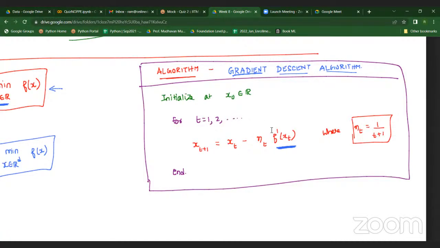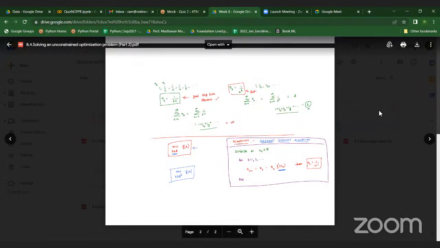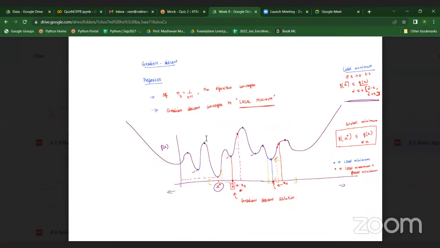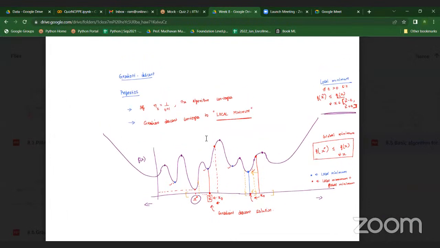When will this be equal to 0? Eta t will never be equal to 0, so f dash of x should be equal to 0. So basically, when f dash of x equals 0, our algorithm will stop. But what does this f dash of x equals 0 give? It gives us the local minimum.